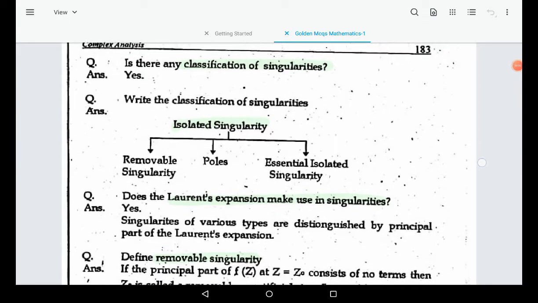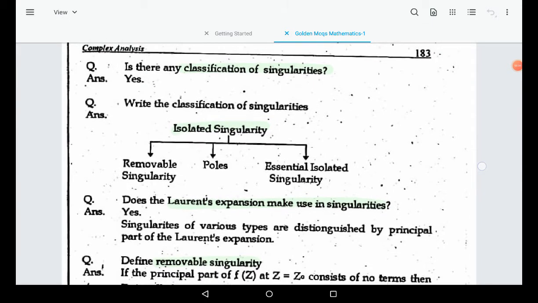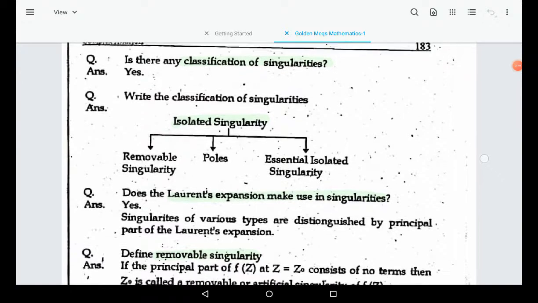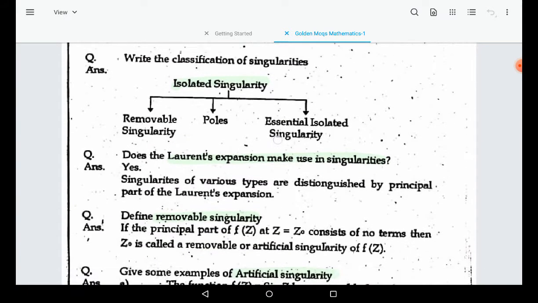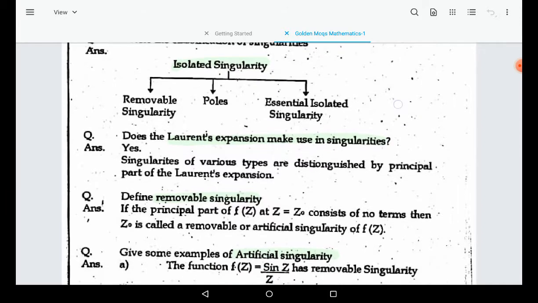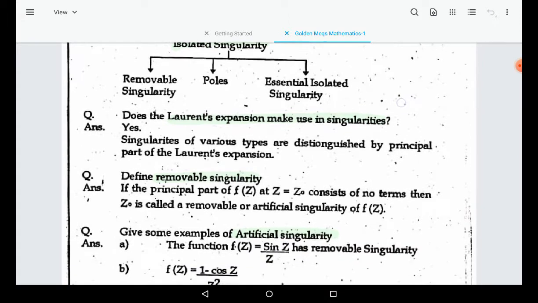हाँ जी, हमने नेक्स्ट पढ़ा था, राइट, the classification of a singularity. इसमें removable singularity, poles and essential isolated singularity. Does the Laurent expansion make use in singularity? Yes.